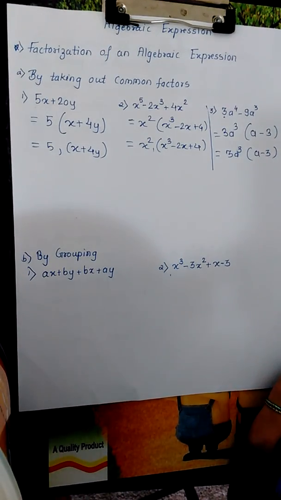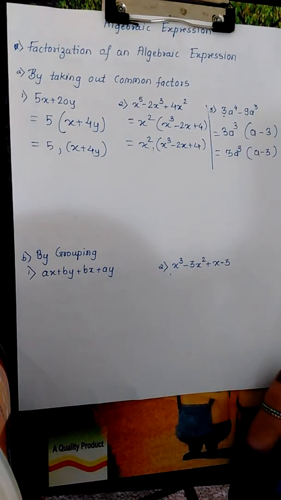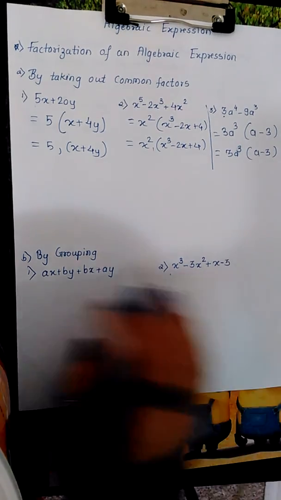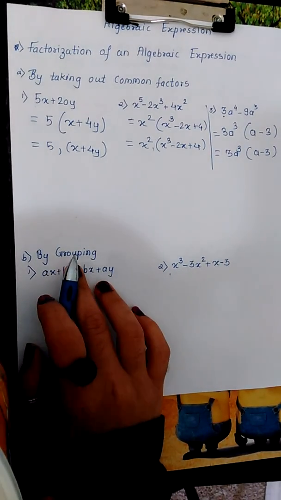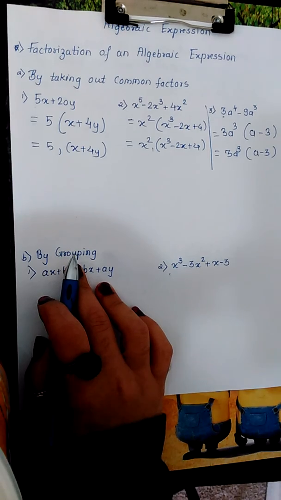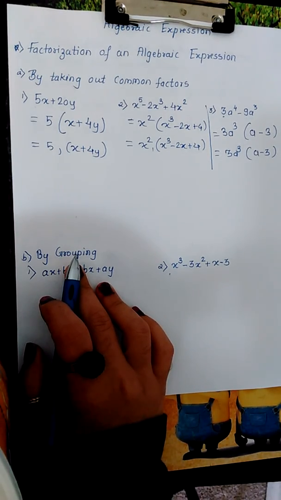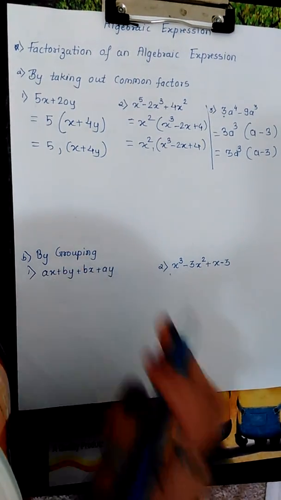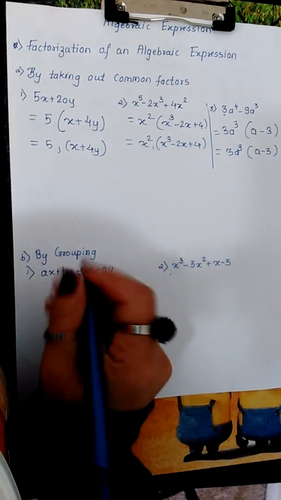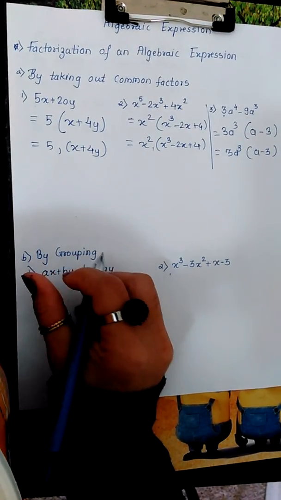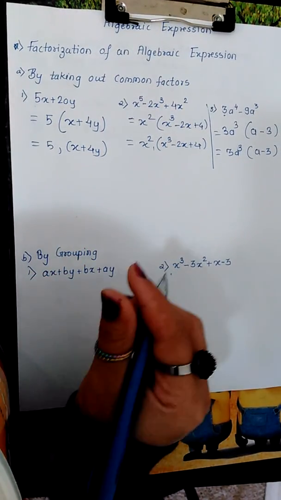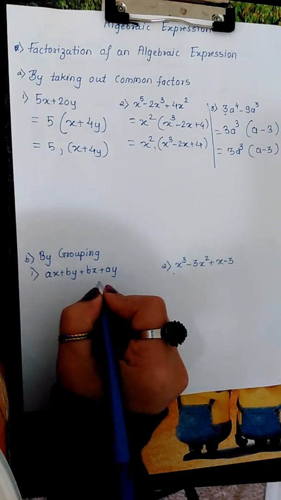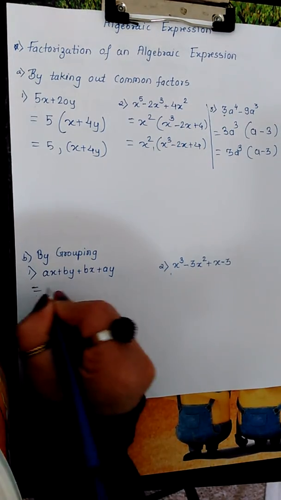So now the second method will be the grouping method. I have examples here. What we are going to do in this method is rearrange the expression in groups such that each group contains a common factor. So we are going to arrange the groups such that each group contains a common factor. So I have an example here. Let's solve it.